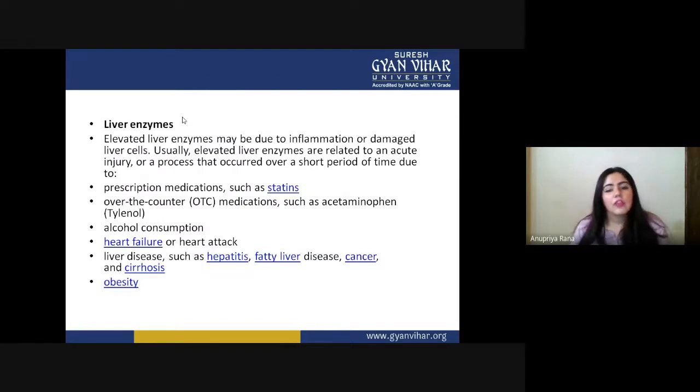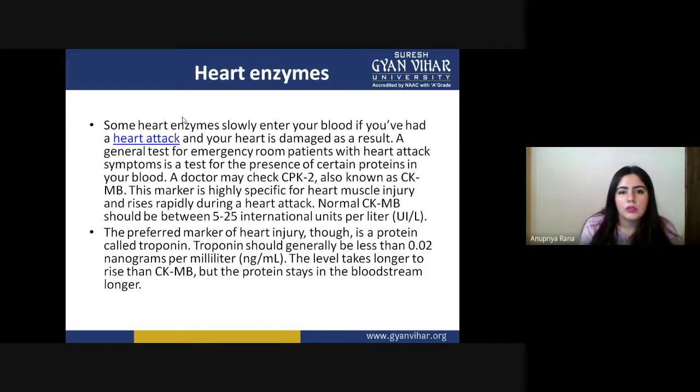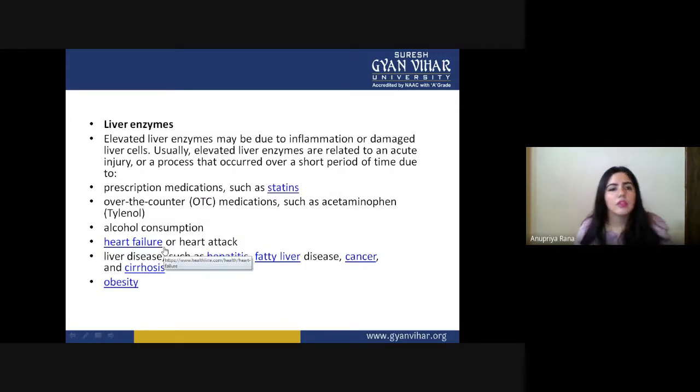So these two, CKMB and troponin, were the heart enzymes. Now, liver enzymes.